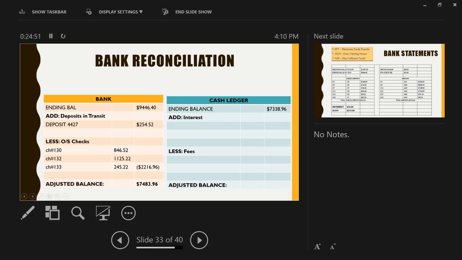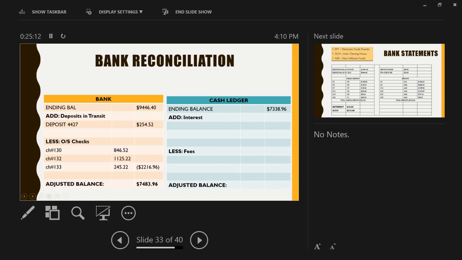Shouldn't the adjusted balance be the same as the ledger start off? No, only the beginning balance. The ending balances are different. When we get to the adjusted amount, this has to be equal. And if it's not equal, you messed up somewhere.